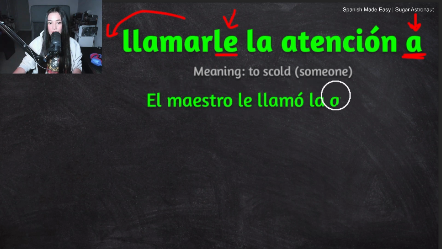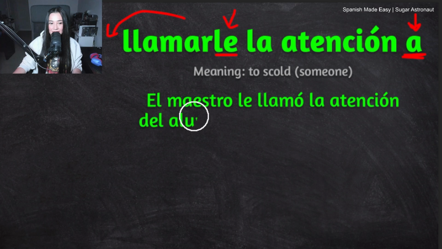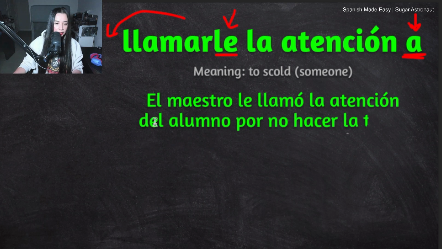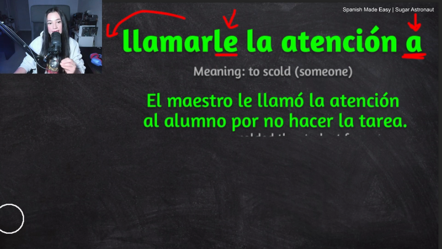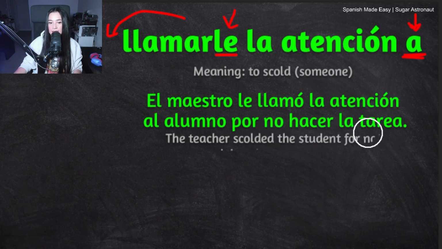El maestro le llamó la atención al alumno. I don't know why it was del. Sorry. Al alumno por no hacer la tarea. El maestro le llamó la atención al alumno por no hacer la tarea. So this is similar to saying the teacher scolded the student for not doing the homework.